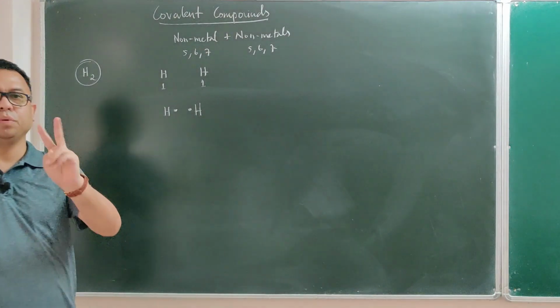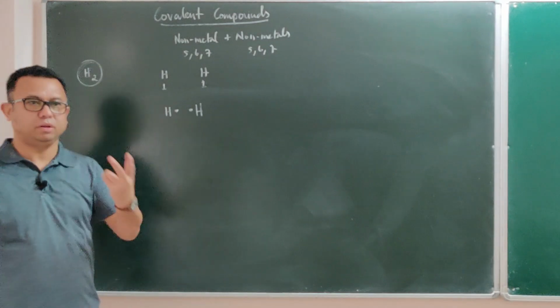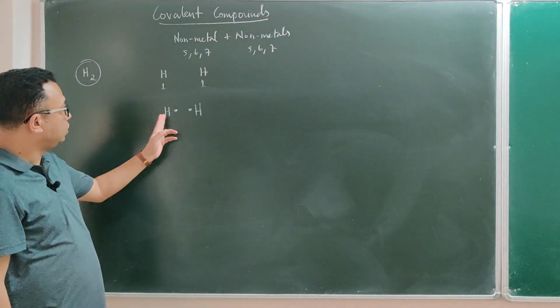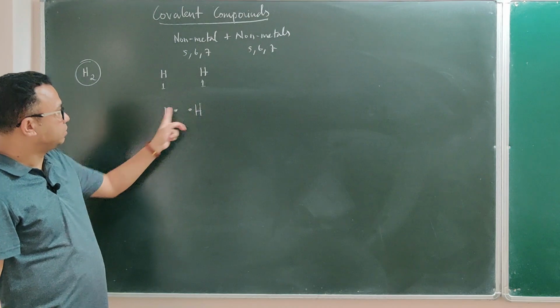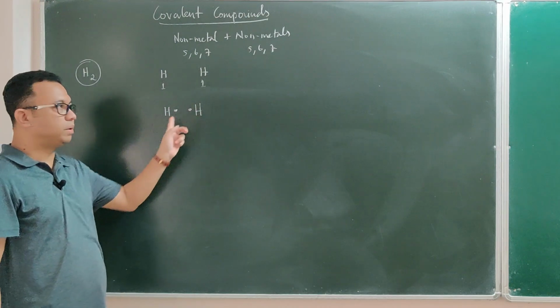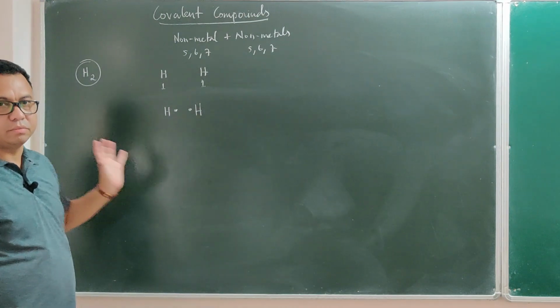Hydrogen is satisfied with a duplet configuration. Hydrogen is very happy with only 2 in its outermost shell, but even that 2 it doesn't have. It cannot transfer, because if you transfer it will be left with nothing. Same thing, if you transfer from here it will be left with nothing, even though the other one becomes a duplet.